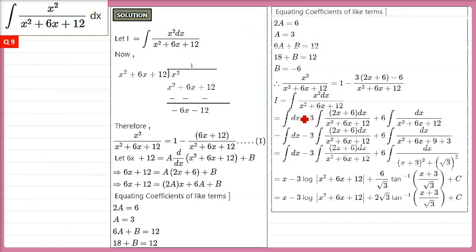Okay, this is what you can get as a reference. You can solve it by yourself.